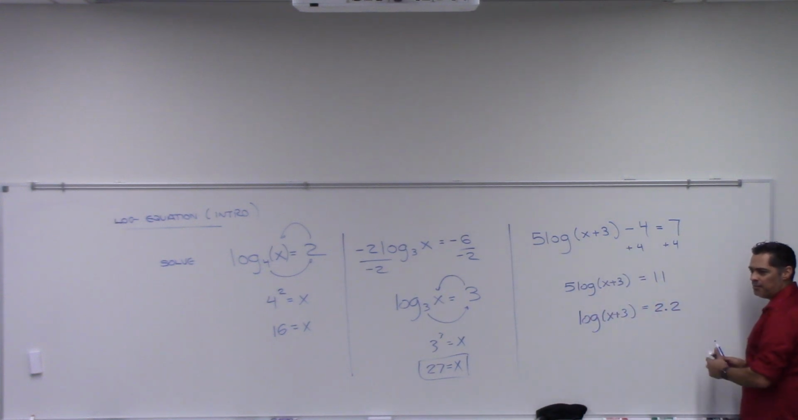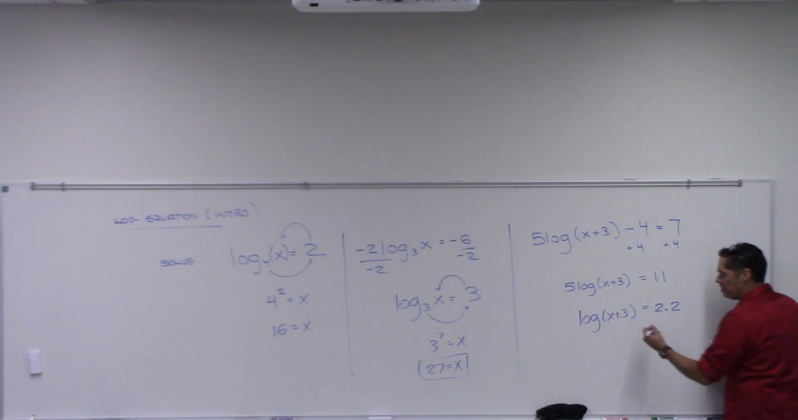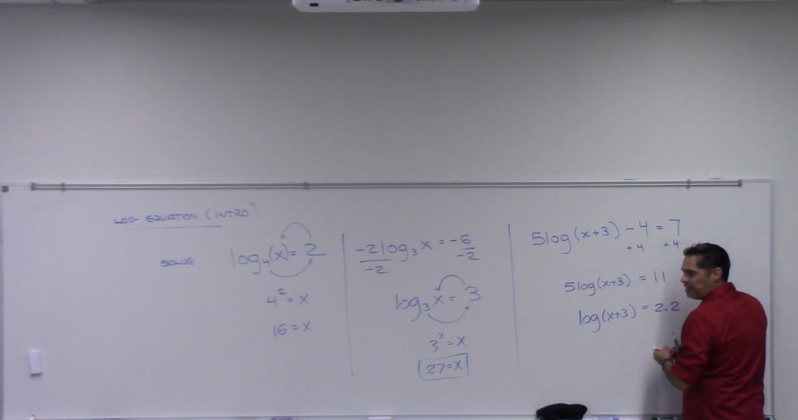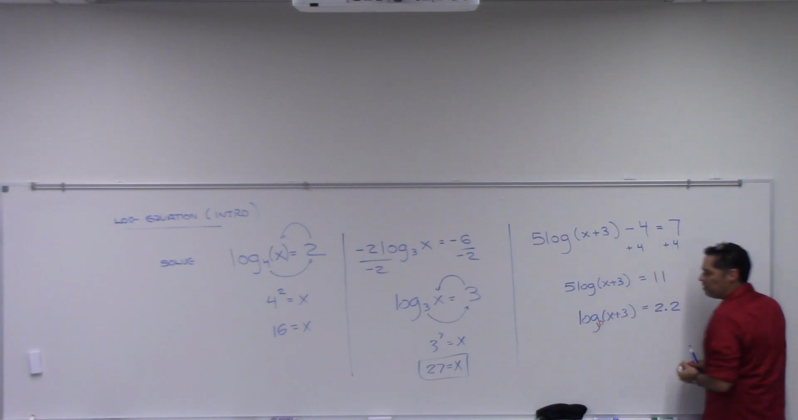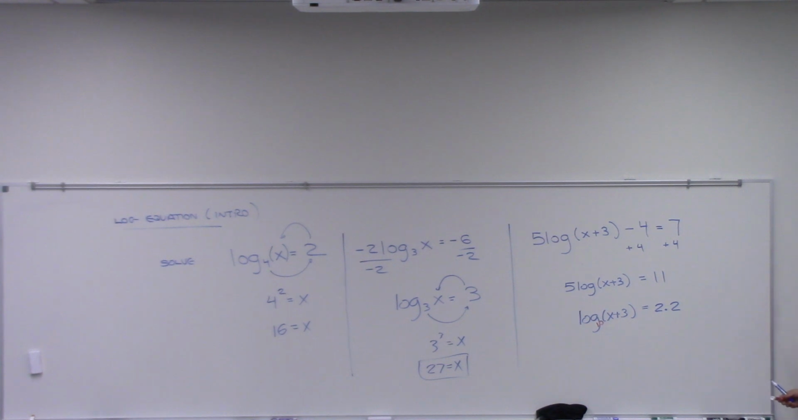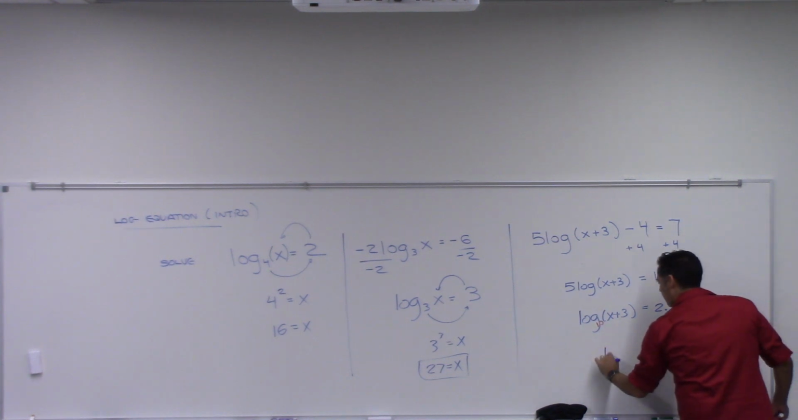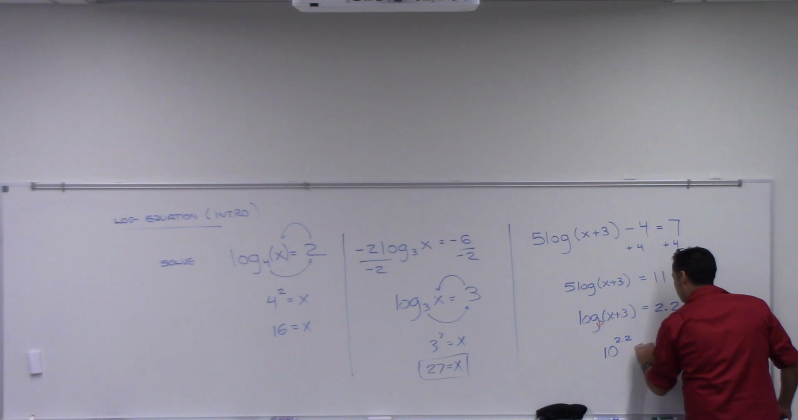That's the special one because we had typewriters, right? So this is a 10 down here. See, if you forget that, then what are you going to use for your loop? There's really a 10 there. So this is 10 raised to the 2.2 equals x plus 3.